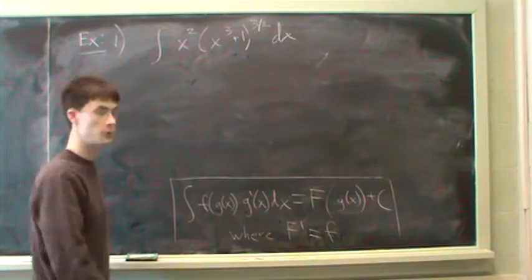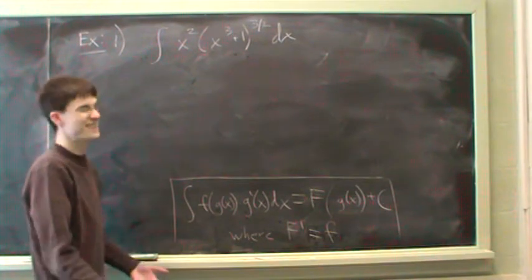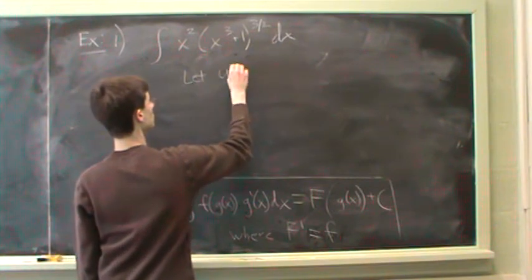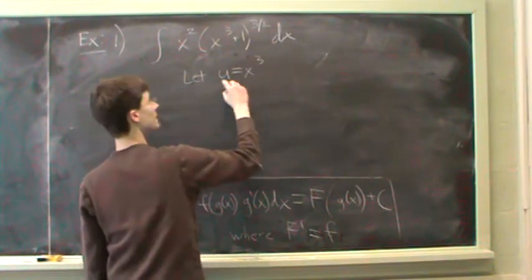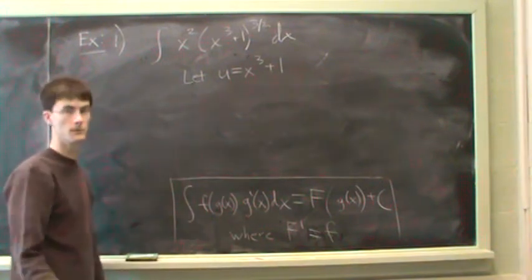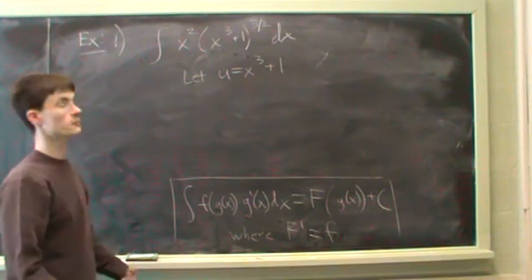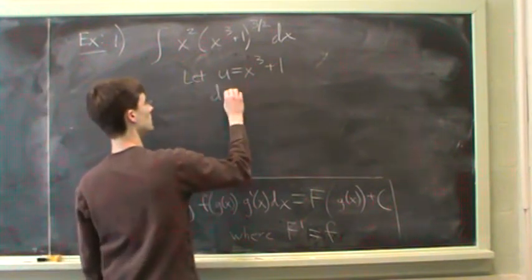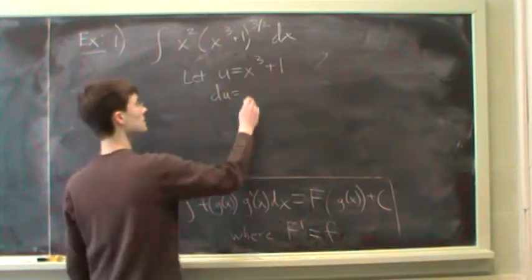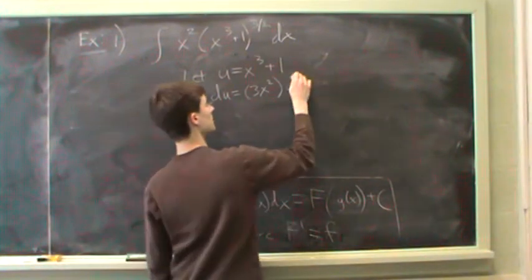So what would u be? The first thing we're going to try for u is the inner function. So we're going to let u be x cubed plus 1. Now, what does that mean for du? du is going to be the derivative of x cubed plus 1, that is 3x squared dx.